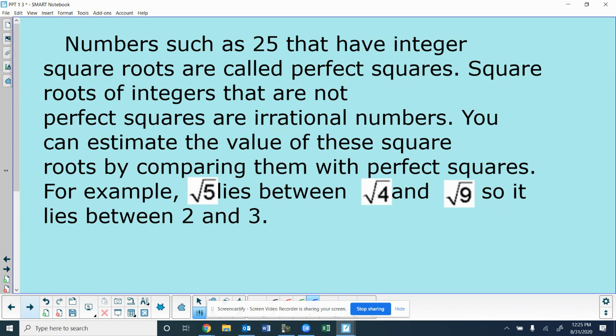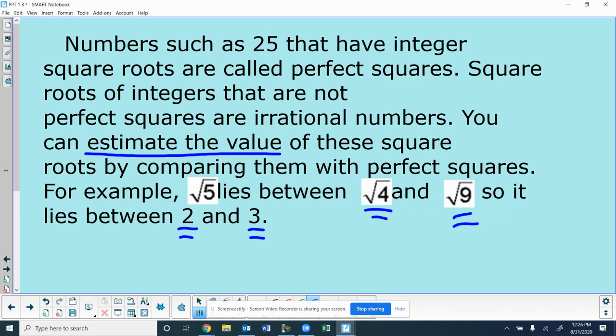I'm not going to quiz you on estimating value either. The way they do that is they pick two perfect squares that this number is between. So 4 is a perfect square and 9. You know that the square root of 4 is 2, and the square root of 9 is 3. So since the square root of 5 is between those two, its answer is between those two numbers. But again, I'm not going to test you on that. I know you're just going to use the calculator to figure out what the answer is anyway, right?